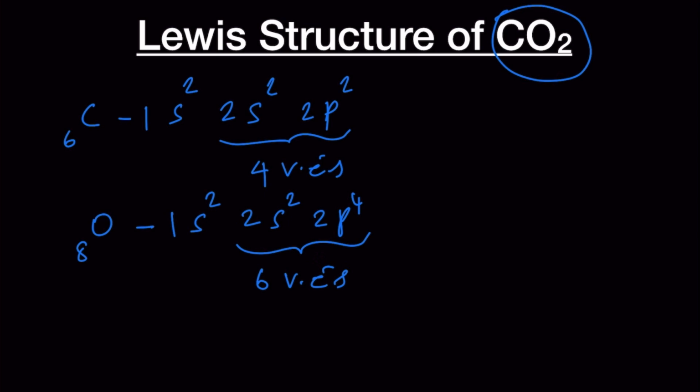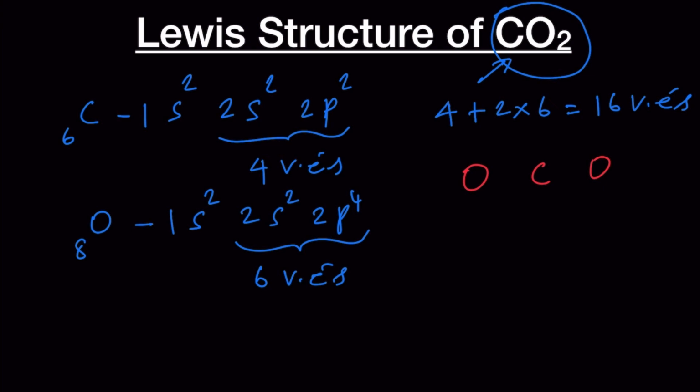We have 2 oxygen atoms in CO2. Therefore, the total number of valence electrons is 4 plus 2 times 6, and that is equal to 16 valence electrons. Let us place the carbon atom at the center because carbon is less electronegative compared to oxygen, and place the oxygen atoms on either side.